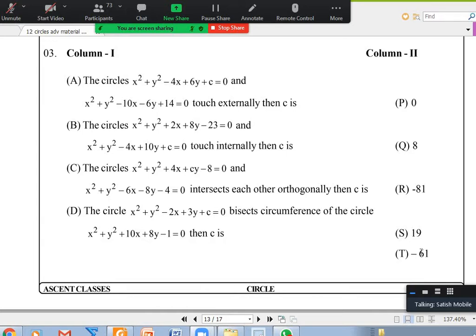D bit we can do by two methods. We can use C1C2 square equal to R1 square plus R2 square, or subtract the two equations and you'll get the common chord. It should be a diameter of the circle which is getting bisected. When I subtract, I will get 12x plus 5y minus 1 minus C equal to 0. That should pass through (-5, -4).